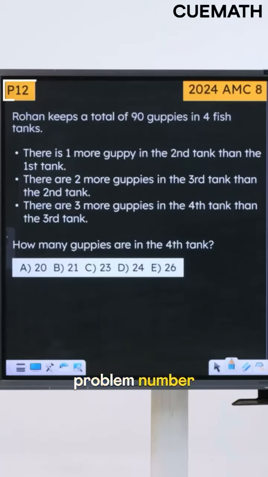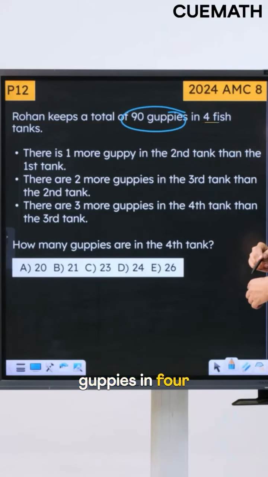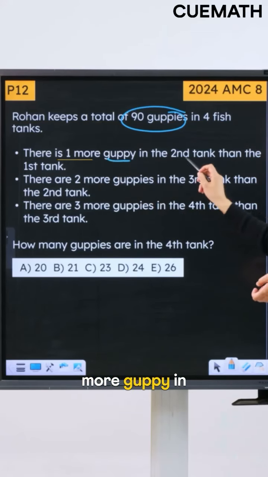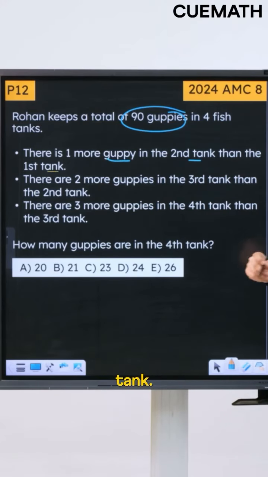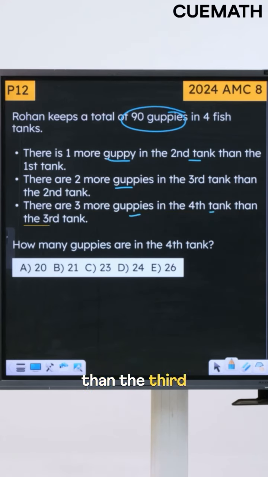Now here is problem number 12. Rohan keeps a total of 90 guppies in 4 fish tanks. There is one more guppy in the second tank than the first tank. There are 2 more guppies in the third tank than the second tank. There are 3 more guppies in the fourth tank than the third tank. How many guppies are in the fourth tank?